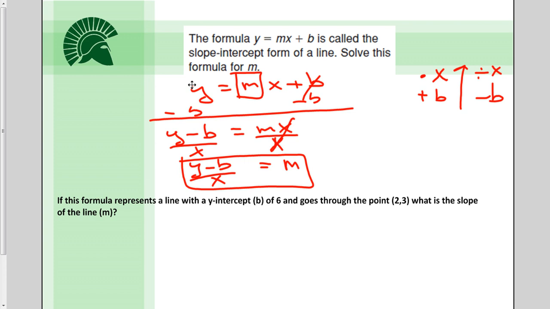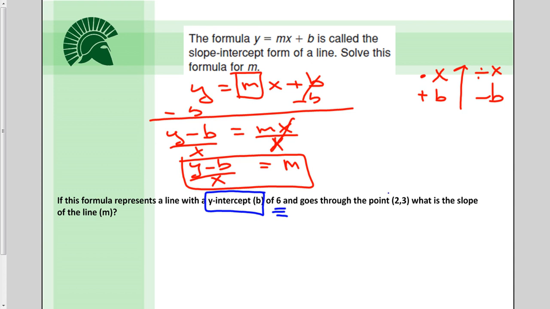So there's more information for the second part of the problem. If this formula represents a line with a y-intercept of b, so they're telling you what the b value is right away, and the y-intercept is b, and that is 6, and it goes through the point 2, 3, what is the slope of the line m?